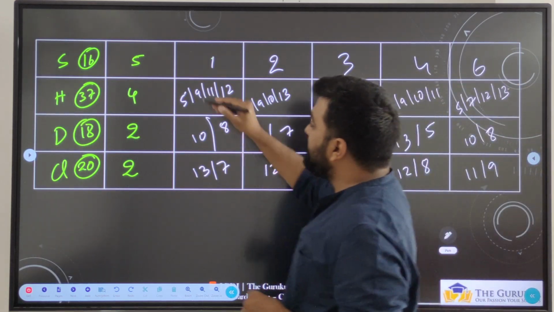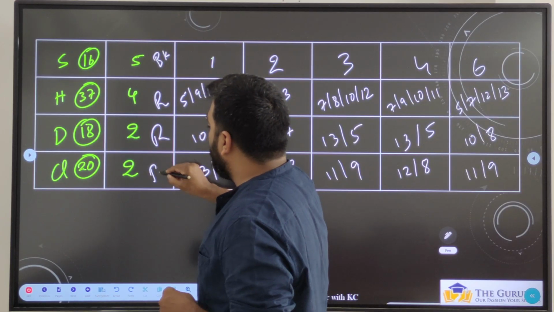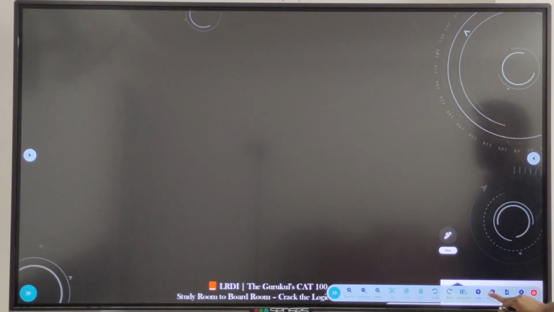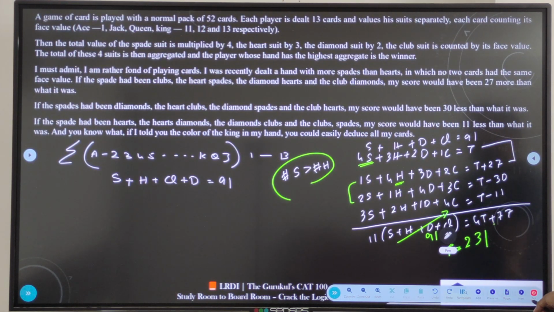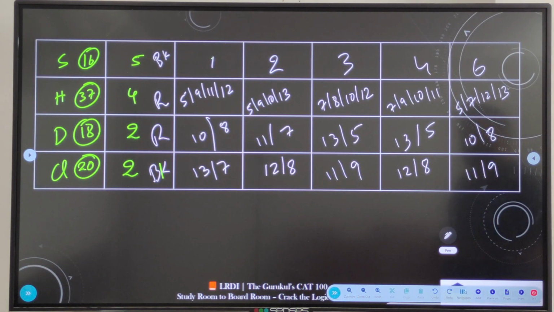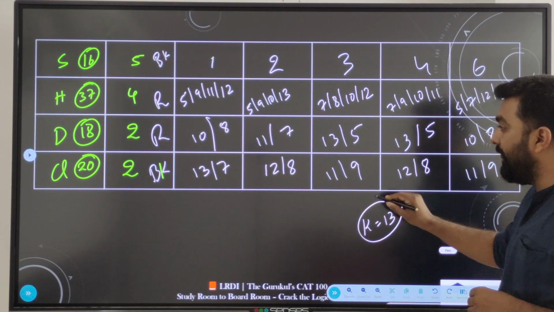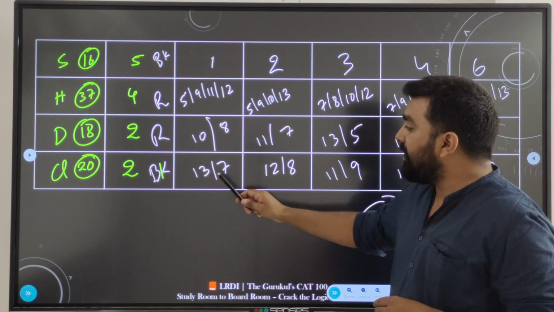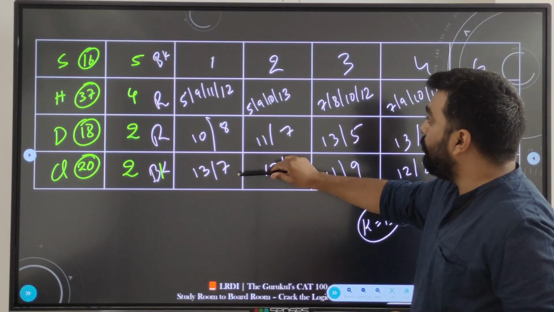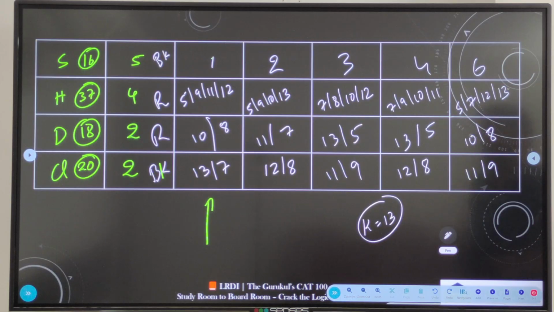Okay. Spades is black, hearts is red, diamond is red, club is black. Now let's see what they gave in the last statement, something related to the color of the king. If I told you the color of the king in my hand, you can deduce all the cards. King is 13. Wherever there is 13, let's see. If I say king is black, can I deduce? Yes, king black is happening only over here. So if I say king is black, we'll get all the answers.